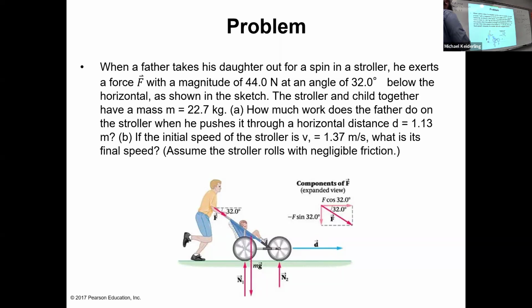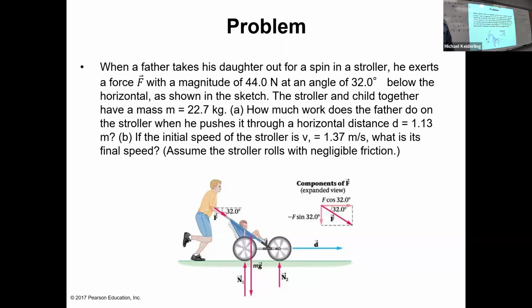Part B. Well, change in kinetic energy equals the work. So kinetic energy final minus kinetic energy initial equals work. So kinetic energy final equals work plus kinetic energy initial. So that's 1/2 m v final squared equals work plus 1/2 m v initial squared.